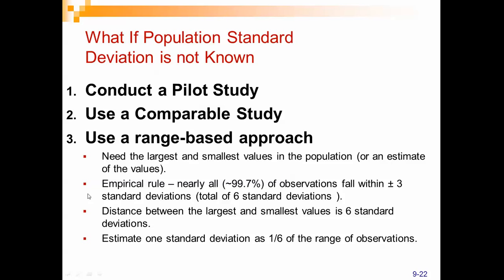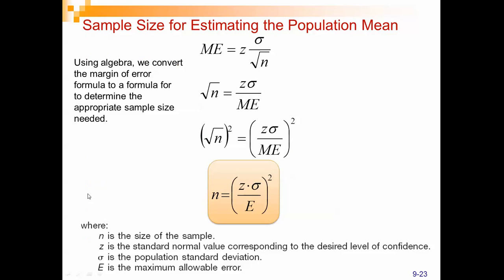So we talked about ensuring that we have the appropriate sample size. And how do we get the sample size? Well, we simply take our margin of error formula and we convert it so that we solve for n. And as you can see on our slide, we're just taking algebra and doing a few different functions within algebra to isolate the n value, and we get n is equal to z times the population standard deviation over e squared, and e is the maximum allowable error.